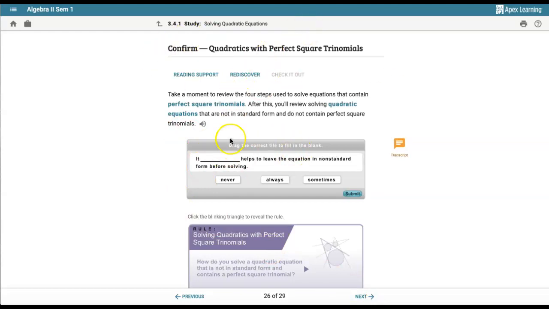So confirming for perfect square trinomials, you should be able to now solve quadratic equations. You can put them in standard form. You can solve them if they're perfect square trinomials, right? Knowing when and when not to go back to that standard form. So key here, it sometimes helps to leave the equation in non-standard form before solving it. Pretty much if it is a perfect square trinomial, don't touch it. Leave it the way that it is. But if it's not and you're not sure, you can always put it in standard form and solve from there.